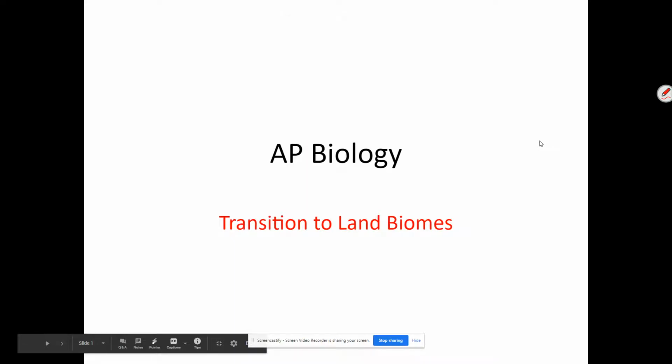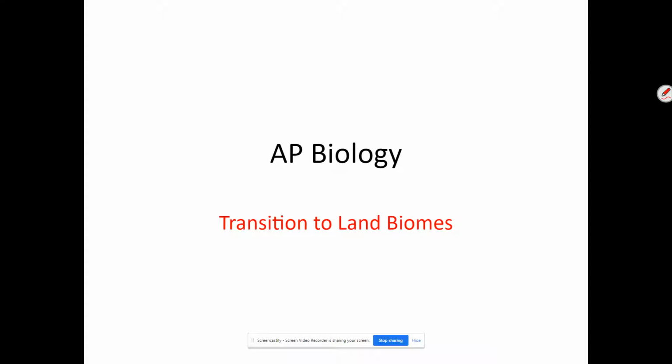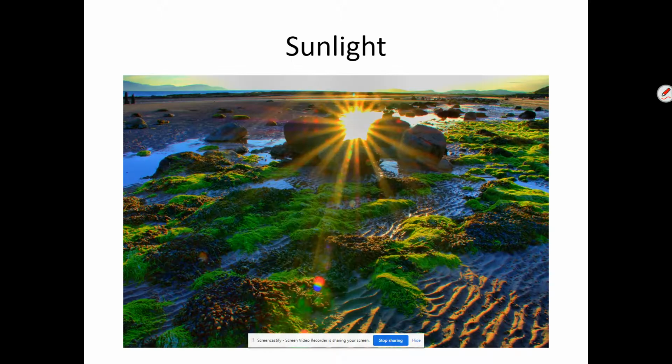In this video, we'll continue looking at the ecology unit and how animals and plants transition to land. So with that, we will begin by talking about the importance of sunlight. Sunlight is the ultimate source for energy and warmth on the earth. It is used to power photosynthesis, of course, and keep the earth warm during all periods.